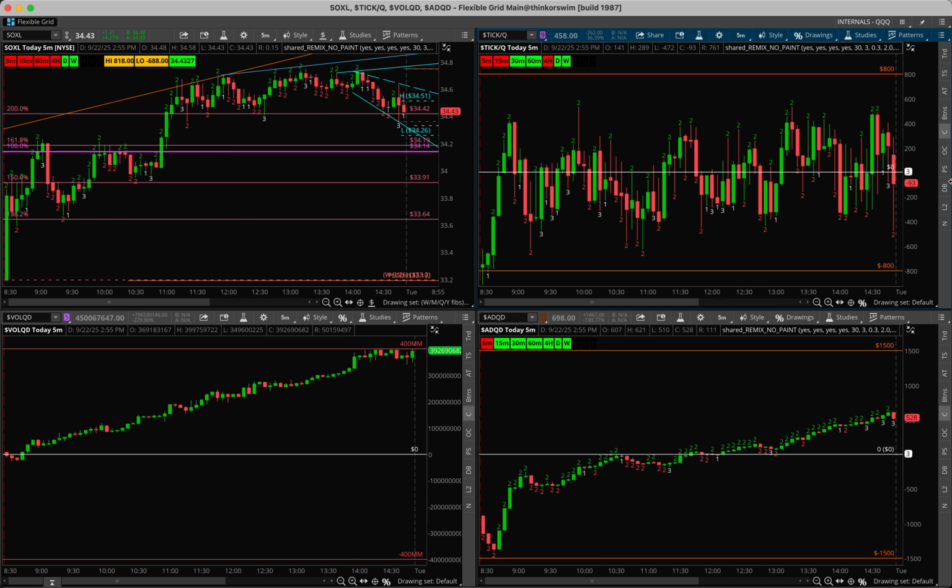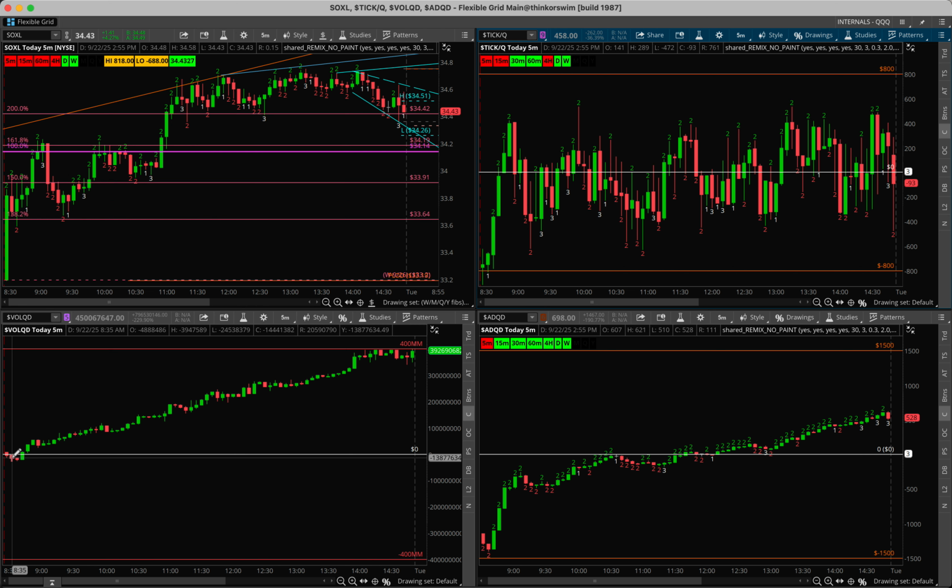So just getting into the charts, we'll look at the internals first. At the bottom left, we've got VOLQD, which is basically money coming in versus money going out. On the bottom right is ADQD, which is a measure of breadth. And the TICKQ at the upper right is a quicker moving measure of breadth. The upper left-hand corner of the grid is SOXL's price action for today on the 5-minute chart.